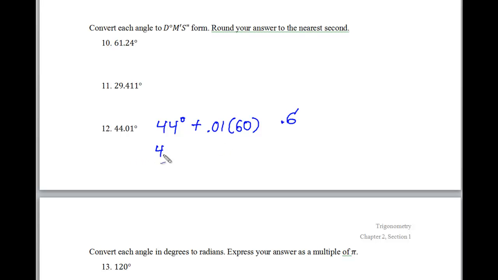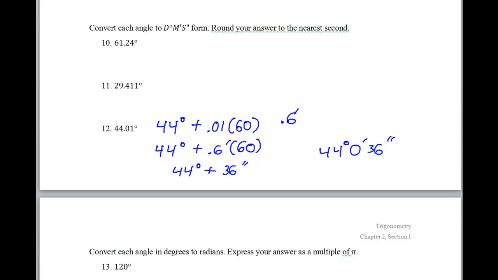Now it's interesting that I now have 44 minutes plus 0.6 minutes, but that's not a whole number. So there's actually not going to be any minutes in this, it's just going to be degrees and seconds. If I multiply this by 60 again, this gives me 36, so I get 44 minutes plus 36 seconds. Notice there are 44 degrees, no minutes, 36 seconds. So when I write my answer, I've got to write it 44 degrees, 0 minutes, 36 seconds. A lot of us forget that we have to put that in there, so that's a common mistake on the first part of this section here.